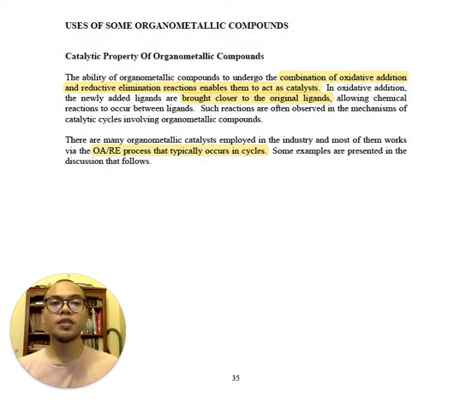Today we're going to learn the very last subtopic in our organometallic course, which is on uses of some organometallic compounds. We are going to be focusing on their catalytic properties or activities. So there will be four examples that will be discussed under this subtopic. But for this video, I'm going to discuss the first two examples only.